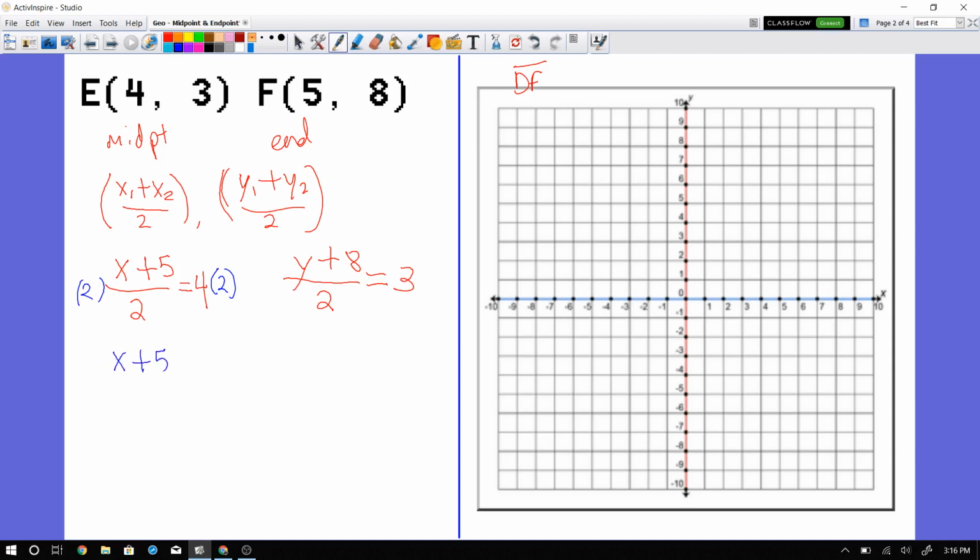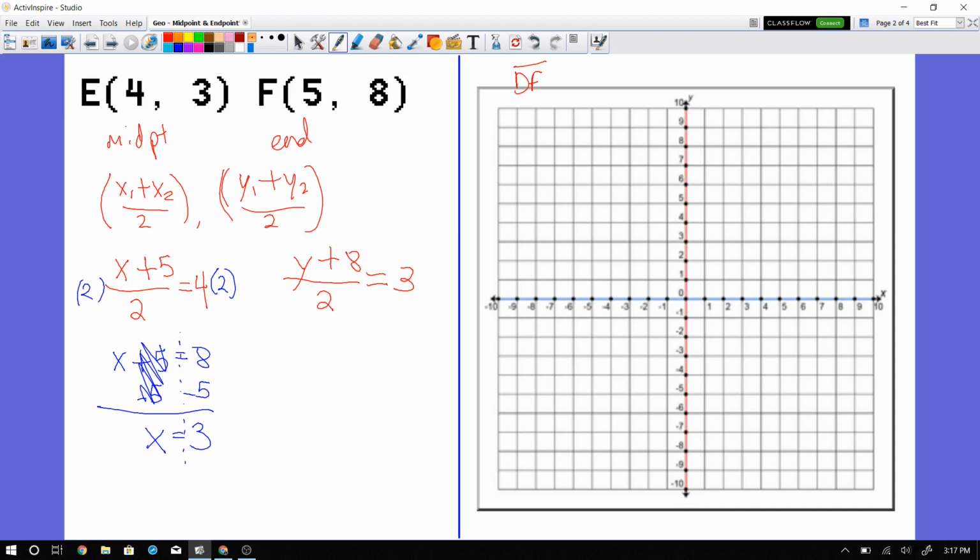X plus 5 equals 8. Now you're down to a one-step equation. This is where we get to the point of making sure we're doing the opposite to both sides. See plus 5, so minus 5, minus 5. This will go to nothing. X equals 3. Cool, we already have an x value for what D is. Our x value for D is 3.